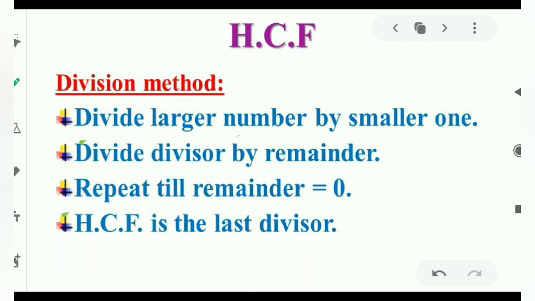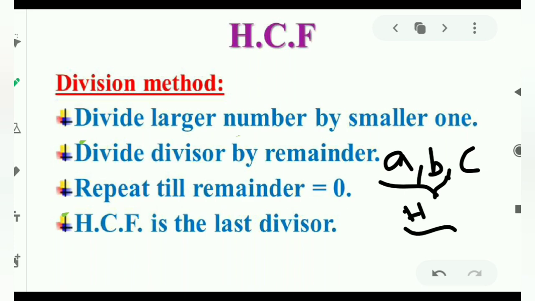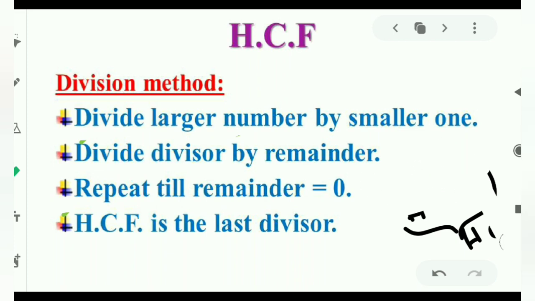Okay, are you all ready? Good. In division method, we cannot find for more than 2 numbers directly. Okay, in this case, if we have 3 numbers a, b, c, we have to find the HCF of a and b, then the found HCF plus c are the 2 numbers with which we are going to find the HCF again. We cannot do it directly, but in the case of factorization method, we can do it directly. Okay, let's learn how to calculate HCF using division method.